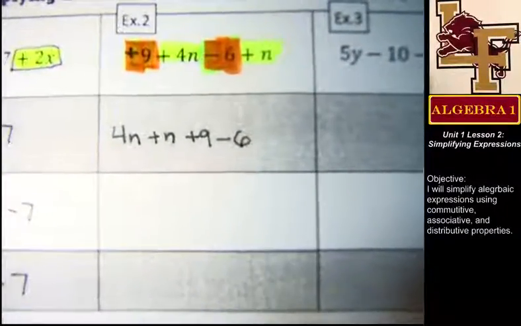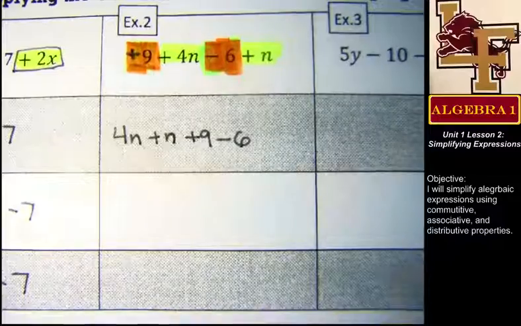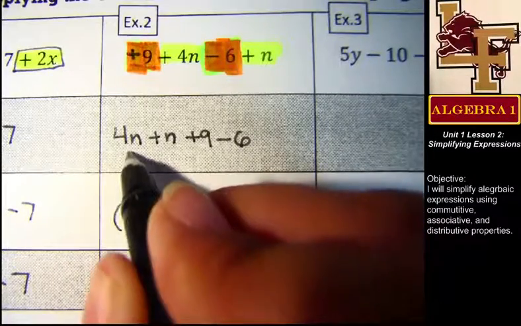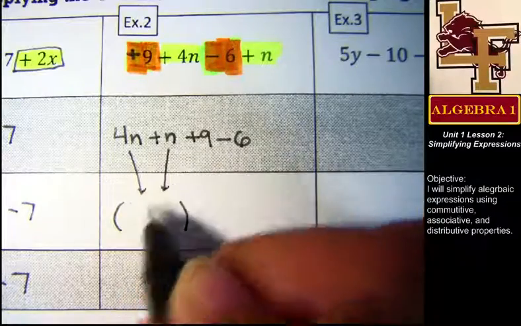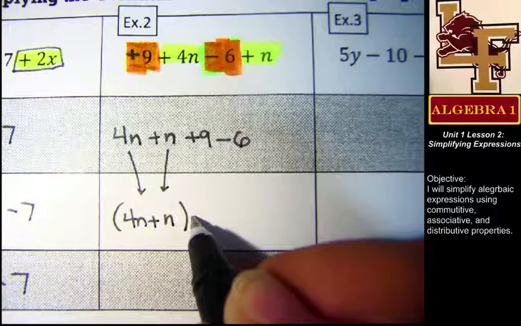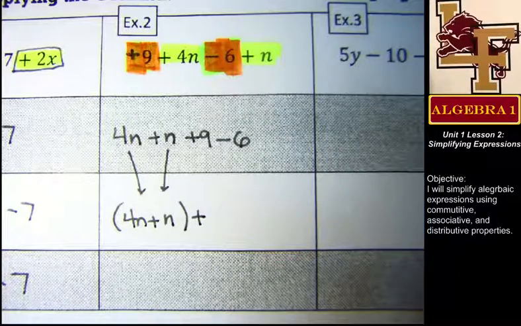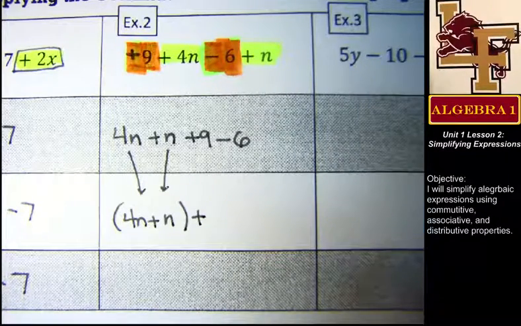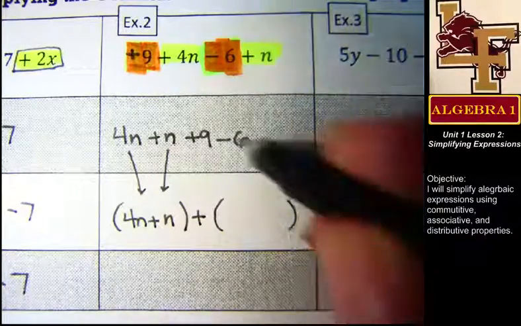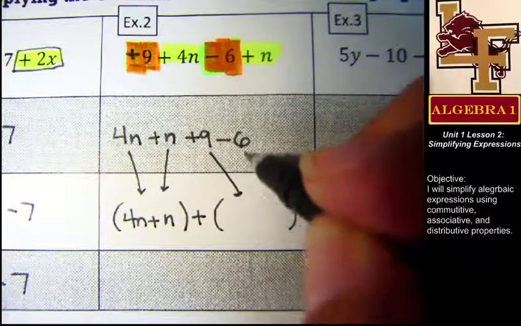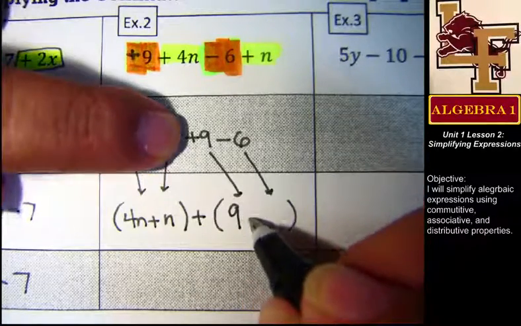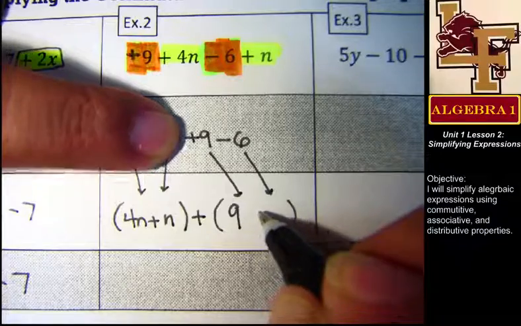Okay. Now we're going to associate them. We're going to put them in their little groups. Okay, so this first group is going to have the n's. Now between the groups, I'm going to put addition. Always between your groups. Just throw an addition in there. Okay. Now in this group, I'm going to put these 2 things. I don't need the plus on this 9 anymore because it's starting this group.